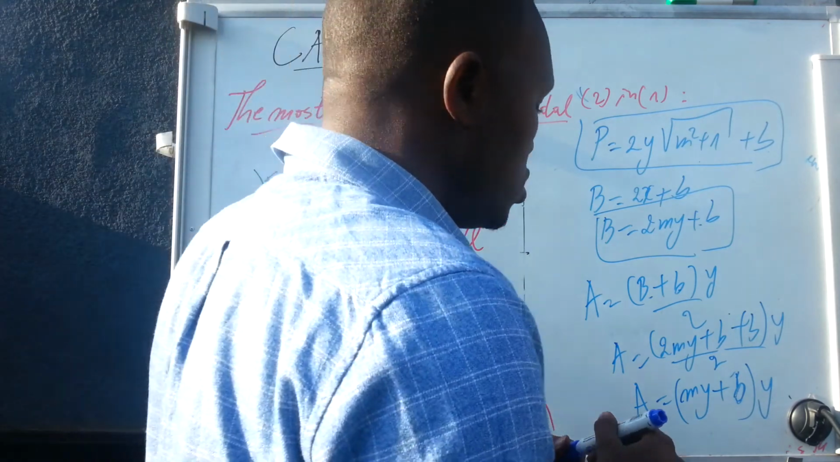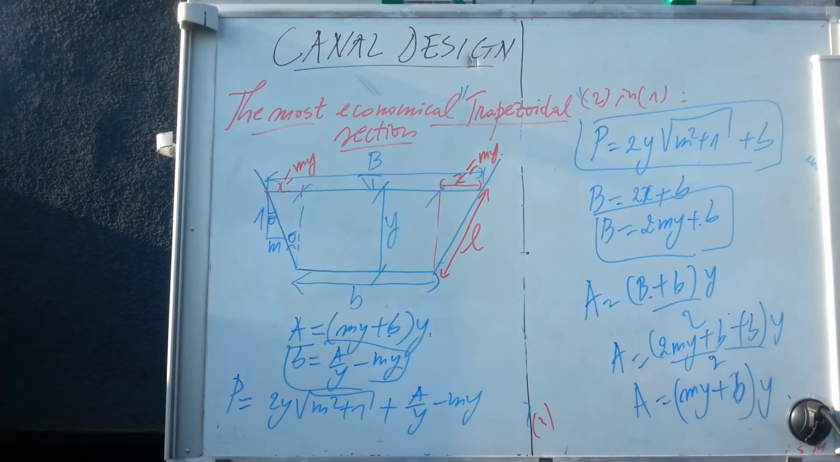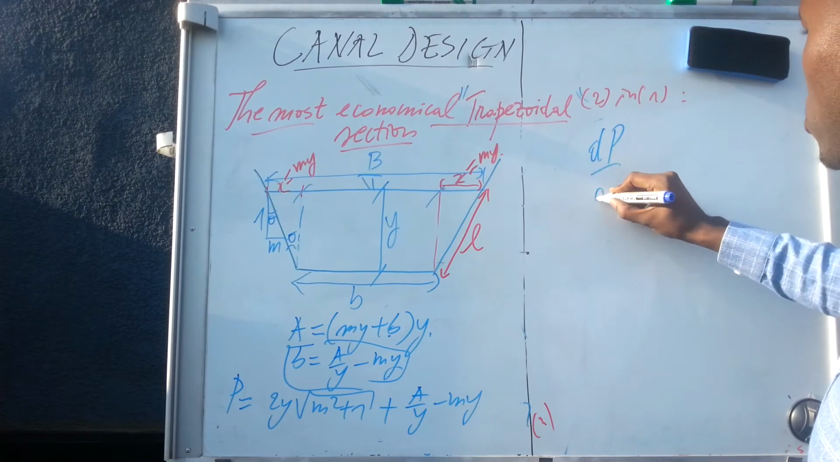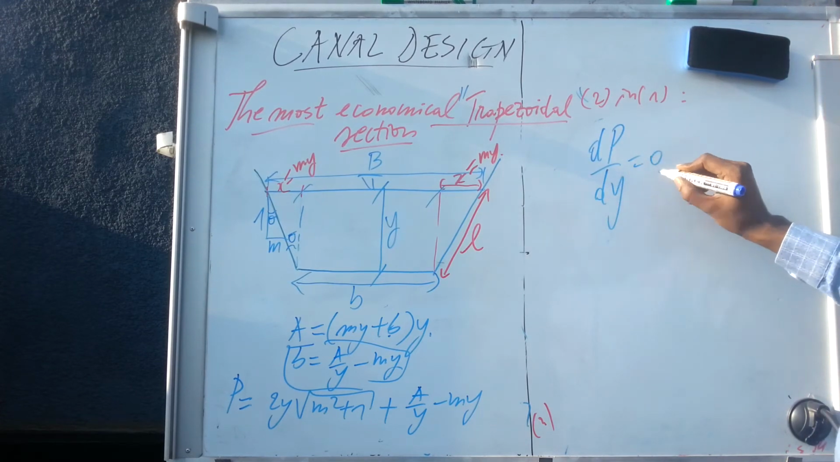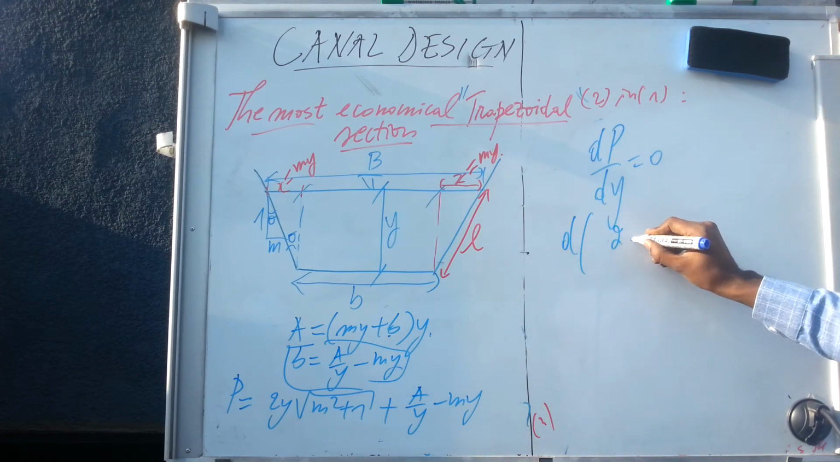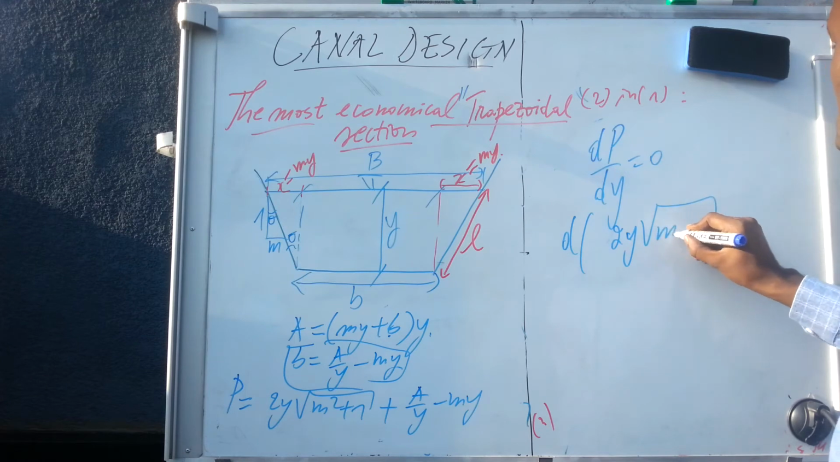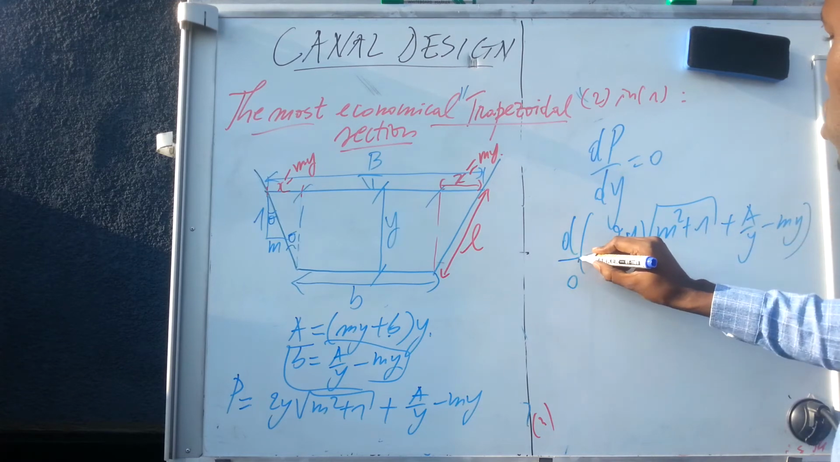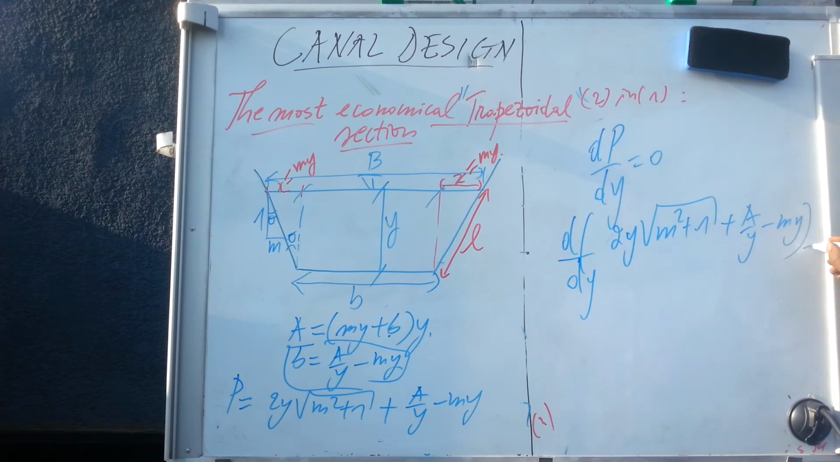So now the condition. The derivative of P as a function of y should be equal to 0, meaning that it is the derivative of all these things: 2y square root m square plus 1 plus A over y minus my, with respect to this should be equal to 0. So let us make the derivative.